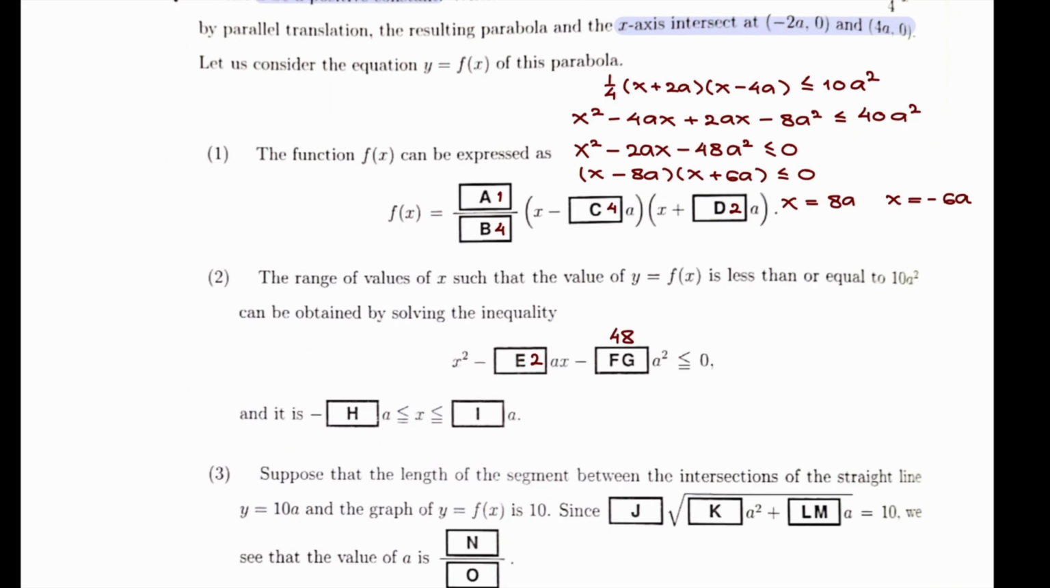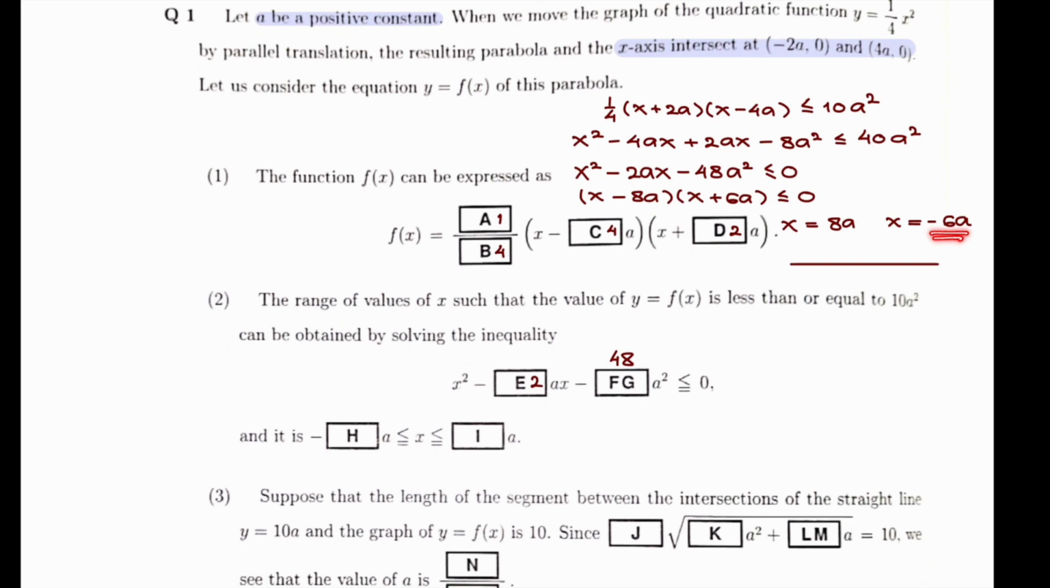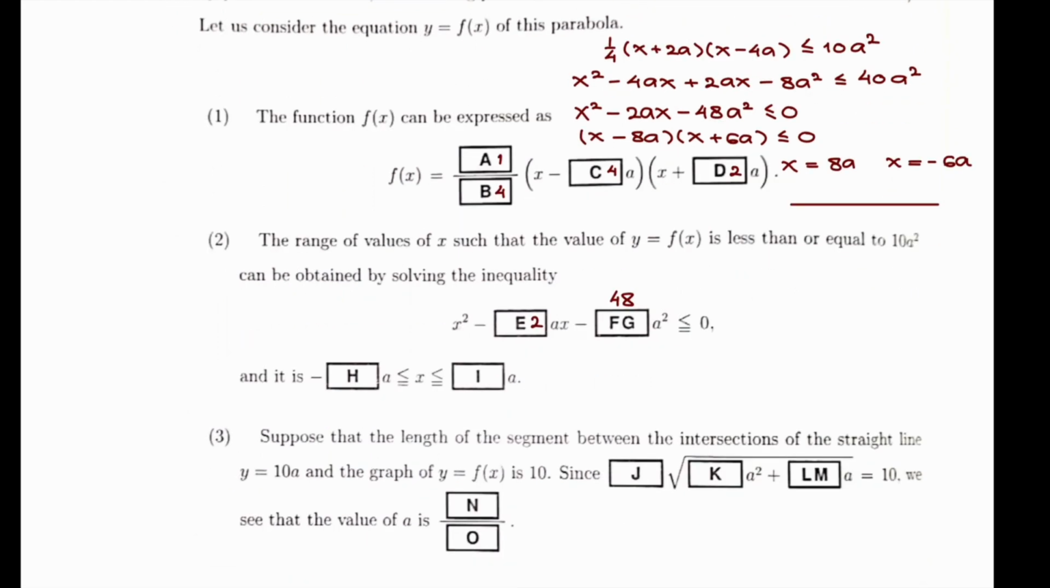And then I draw a number line and put the critical values on this number line. Don't forget a is a positive constant. That means negative 6a should be on the left and 8a should be on the right. Negative 6a and 8a here. If I substitute 0, 0 should be somewhere here, because a is positive, yeah? So this is a negative number and 8a is a positive number. So 0 should be somewhere here.